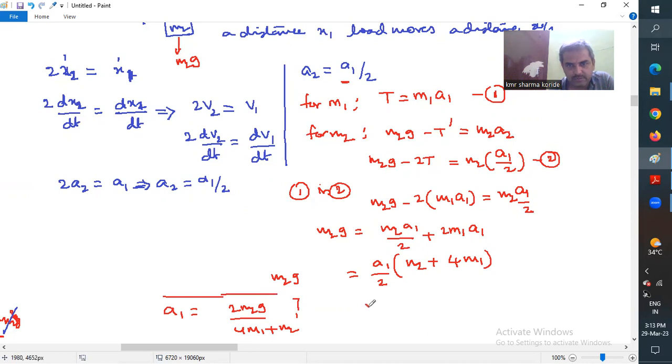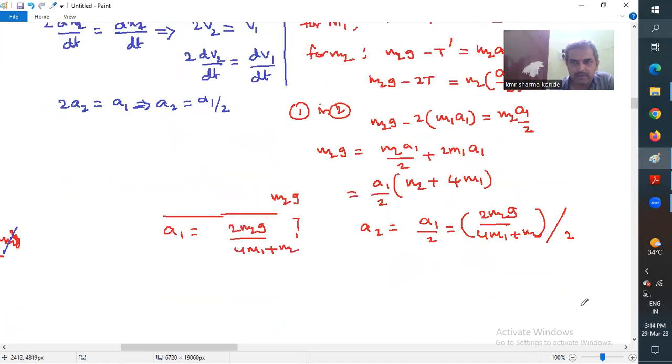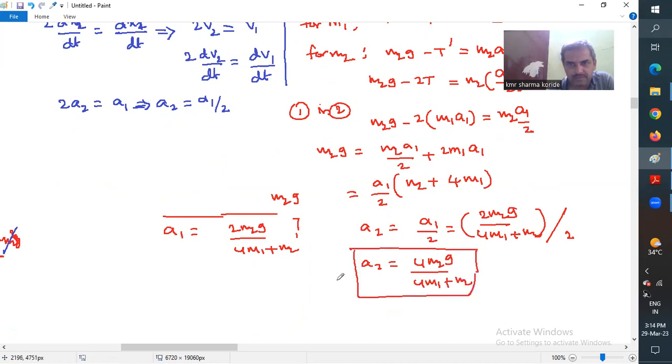So what is a2? a2 is equal to a1 by 2. What is a1? a1 is 2m2g by 4m1 plus m2. This is the first quantity whole divided by 2. So you'll get a2 is equal to 4m2g by 4m1 plus m2. So this is the equation of acceleration of the second body of mass m2. This is the equation of acceleration of the first body of mass m1.